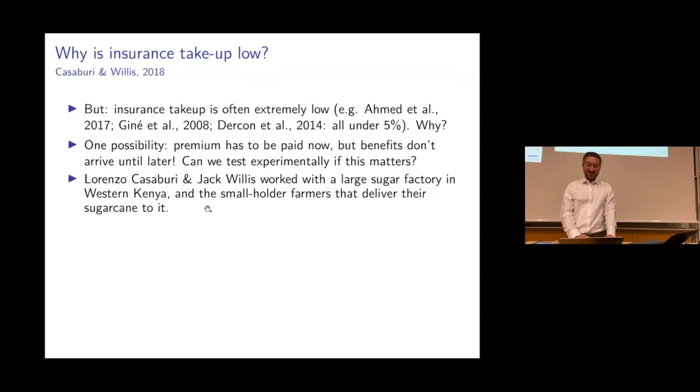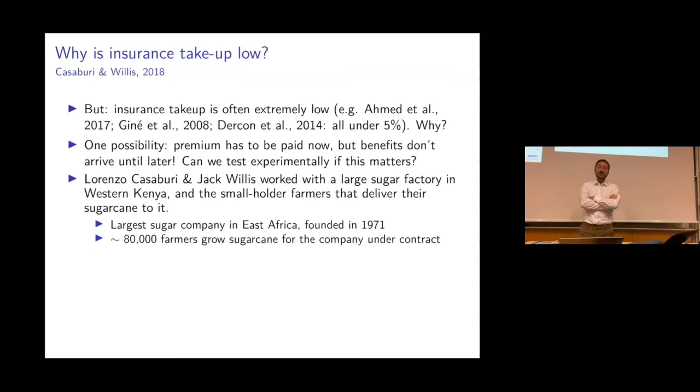So they work with a large sugar factory in Western Kenya and the smallholder farmers that deliver sugar cane to this company. It's the largest sugar company in East Africa. It was founded in 1971. And they work with about 80,000 farmers that grow sugar cane for this company under contract. And we'll see in a second how these contracts look.